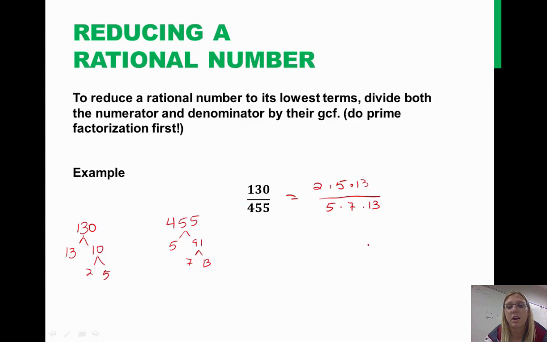Now that I have this written, I can cancel out anything that's in common. So the 5's can go away and the 13's can go away. Now I'm down to 2/7.